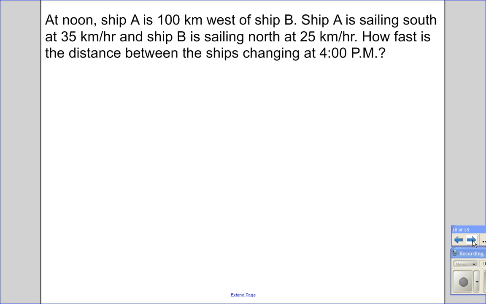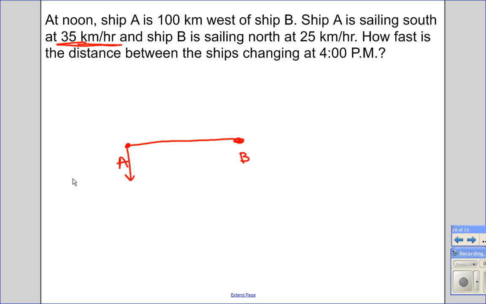At noon, which is going to be important here at the end, ship A is 100 kilometers west of ship B. So it looks like I have a situation where two ships are really east-west, but A is west of ship B. Ship A is sailing south at 35 kilometers per hour. What is that? 35 kilometers per hour. That's a rate of change.